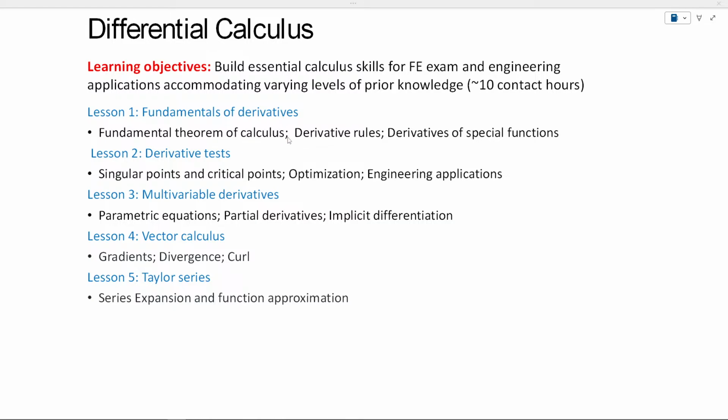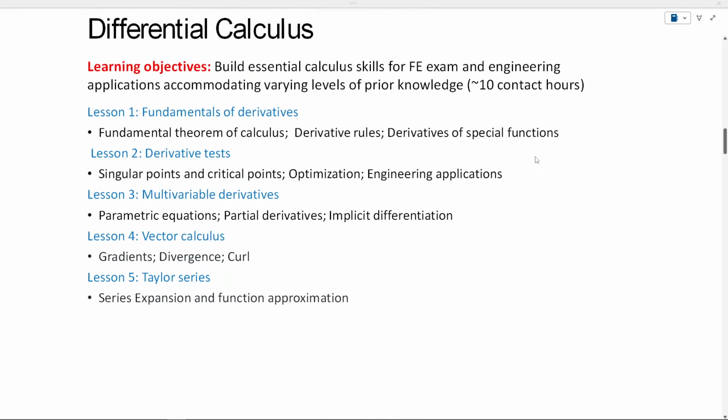Which has 3 parts: the fundamental theorem of calculus, which is this video, derivative rules, and derivatives of special functions. And we will move on to how to apply these things in something like an optimization problem. So we will be learning more concepts like singular and critical points, and we'll be applying what we learned to optimization problems, and we'll see some engineering applications for this.